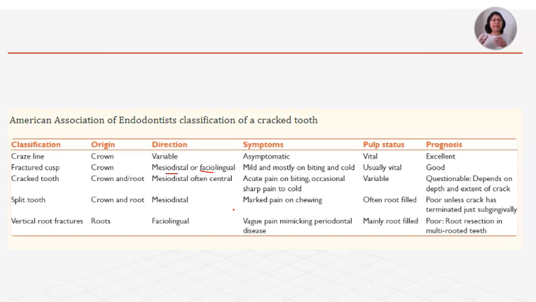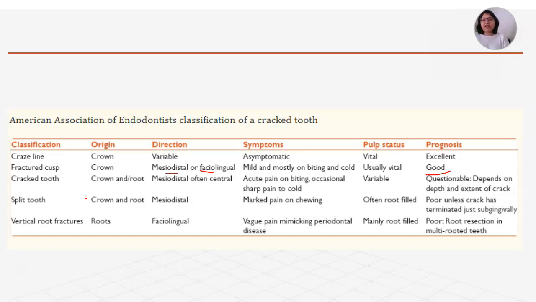So this was a very mild case of a fractured cusp, and if the patient had waited longer, yes, it would definitely have propagated deeper or in any direction. So fractured cusp could be mesiodistal or buccolingual. Usually patients do not have any excruciating pain, but pain on biting. Again, pressure is what causes the pain. Pulp status would be vital, and the prognosis is also good. So if you understand that this is a fractured cusp and you try to do something about it, the prognosis is good.